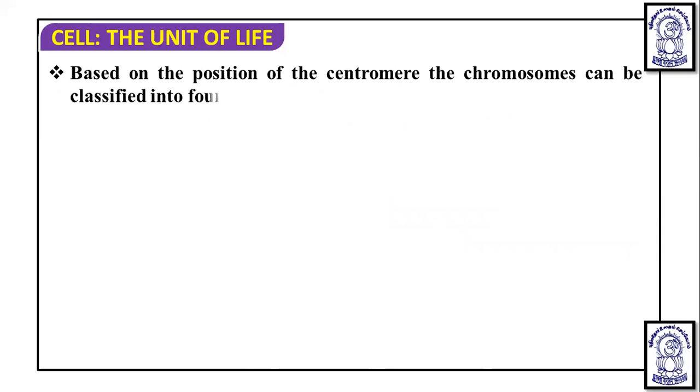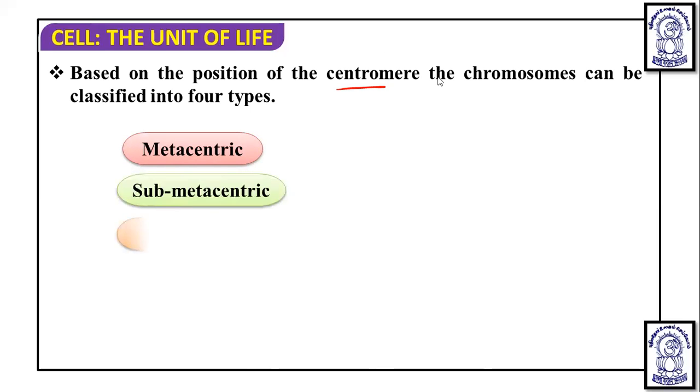And when we talk about chromosome, it is the condensed form of chromatin. But this chromosome, which has a centromere and a kinetochore, all of which we have discussed, can be classified into four types based on the position of the centromere. Dear students, remember, based on the position of the centromere, that is the primary constriction, the chromosomes are of four types. The first type is metacentric, then submetacentric, then telocentric, and then acrocentric.